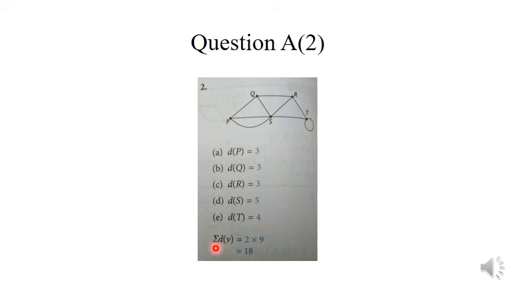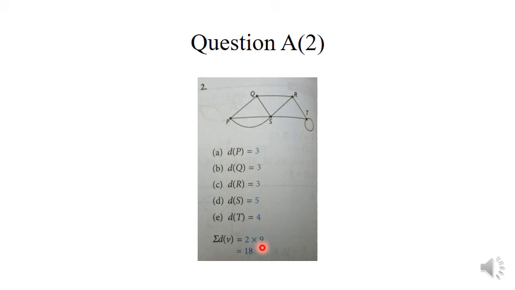If you want to use the formula, write this symbol. This symbol is for sum. D for degree. V for vertices. So the sum of degrees for all the vertices in the diagram is, again, use number 2 because this is a formula. You cannot change it. You have to use number 2. And then multiply the number of edges. How many edges in the diagram? Then you get 18. 2 times 9, 18.